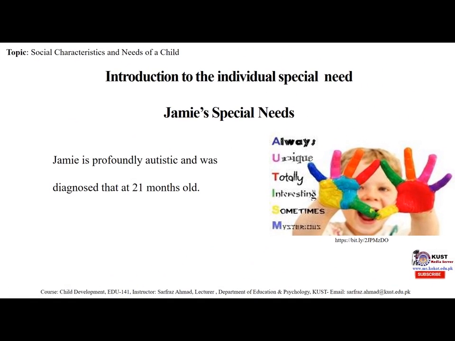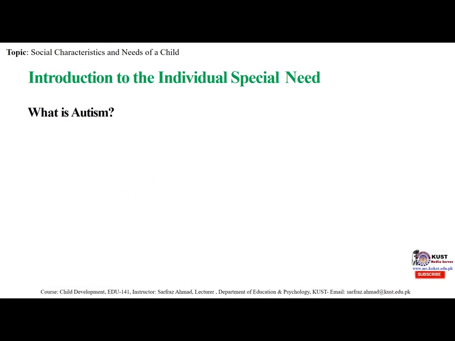Then Jamie's special needs are also there. Jamie is profoundly autistic and was diagnosed at 21 months old. Here we have used the term autism. What is autism?